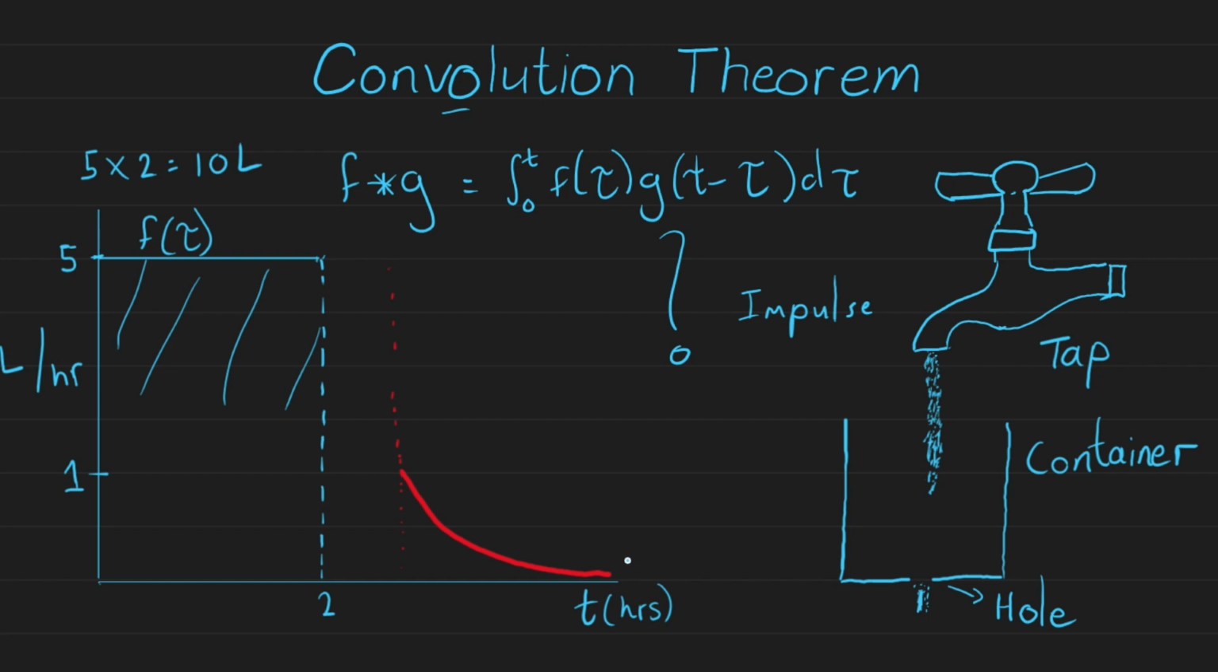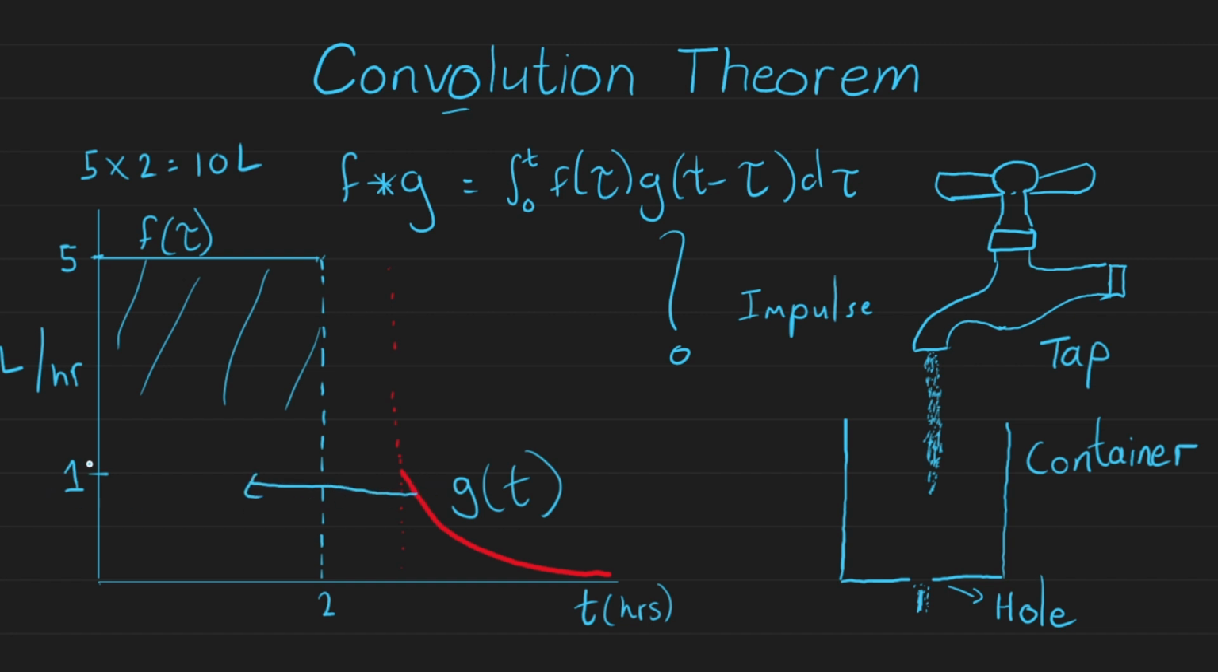So if we now wanted to suddenly get an idea of how much water is inside this container when the tap is open, we have to somehow adjust this blue curve, this f of tau, by this red curve, which we will call g of t. But firstly, we have to move this g of t to be in line with f of tau. We have to make these two curves be in the same place, right? So we have to shift g of t.